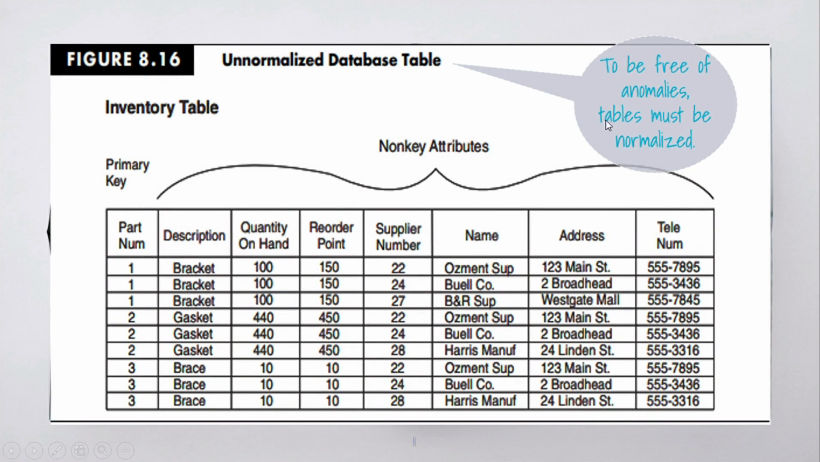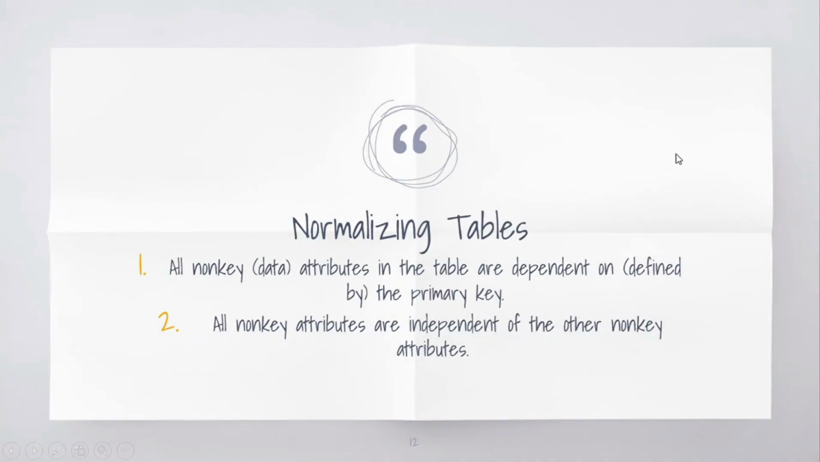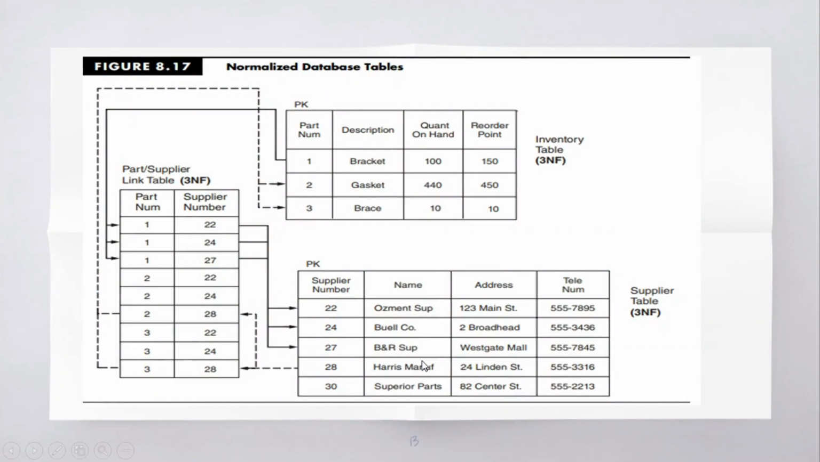So to be free from those anomalies, tables must be normalized. So you must consider two conditions. All non-key attributes in the table are dependent on the primary key, and all non-key attributes are independent from other non-key attributes. So this is what normalized database tables look like.